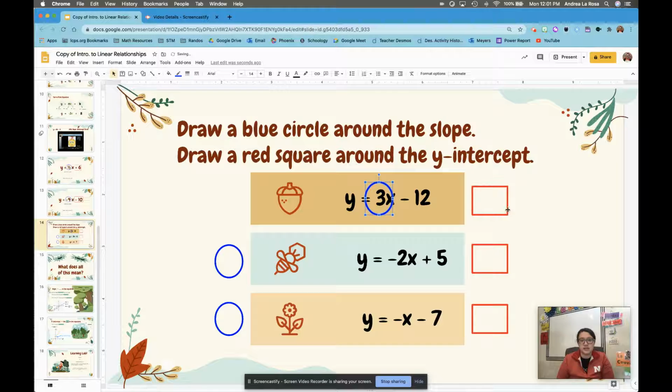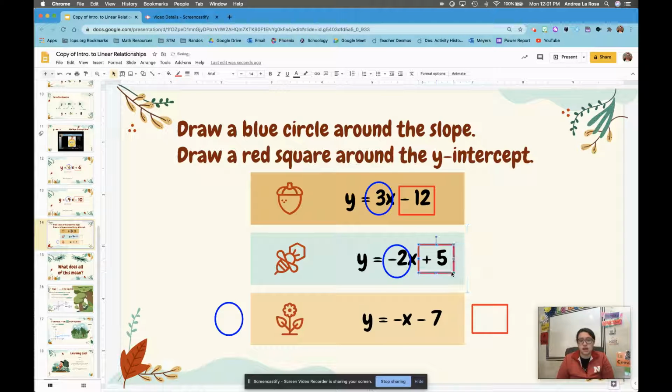The first one, my slope is 3. My y-intercept is a -12. You've got to bring that subtraction sign with the 12. My second one, my slope is a -2. The negative in front has to stay with it. My y-intercept is a +5.